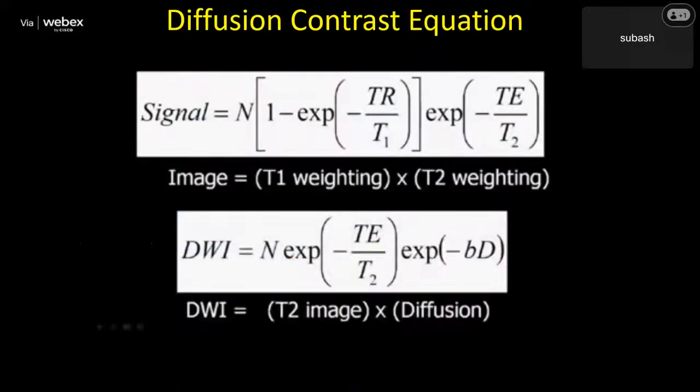Now, as I said, this is the signal that we had from spin echo. This signal is proportional to the number of nuclei you have, the proton density, the T1 factor and the T2 factor. When you talk about diffusion weighted image, you have a T2 component, proton density, and one more factor is added, which is a diffusion factor. So this is the equation which governs the diffusion weighted images.